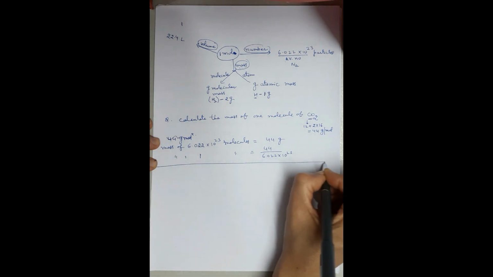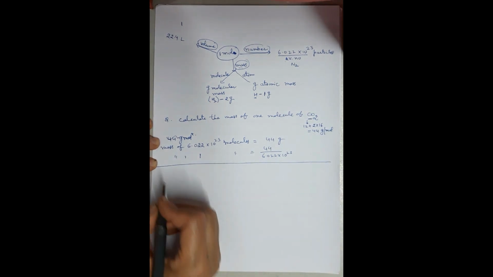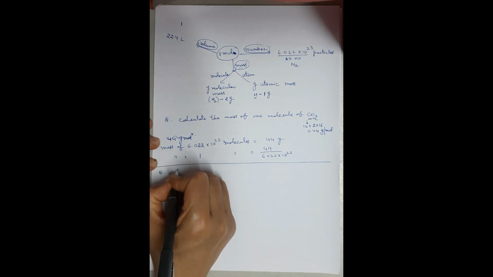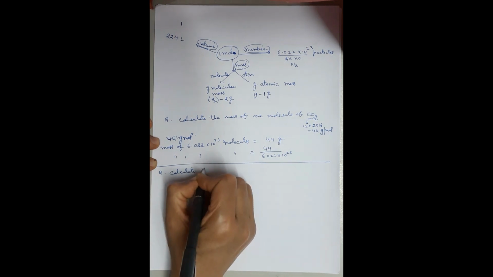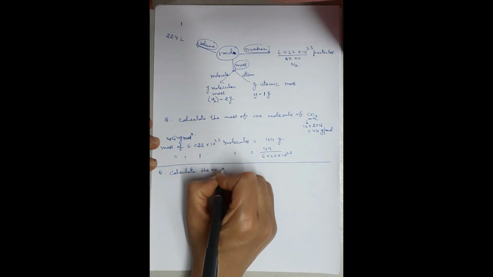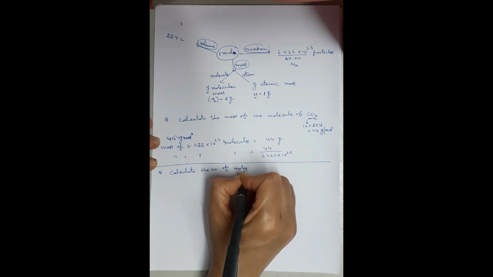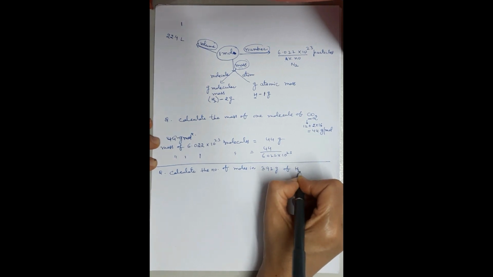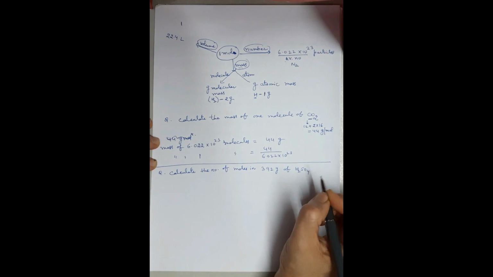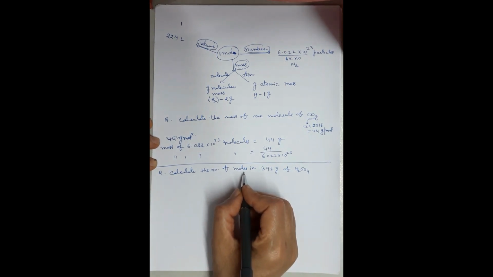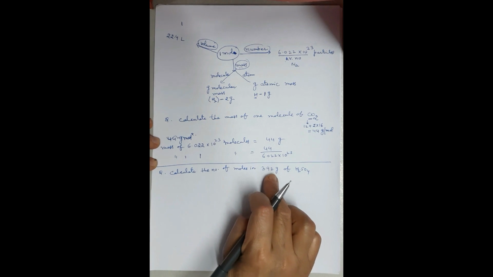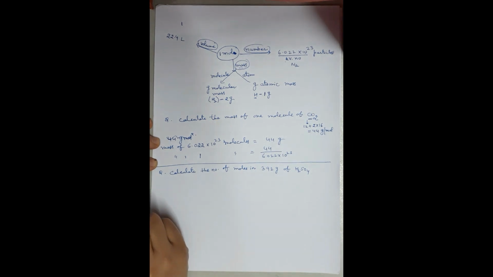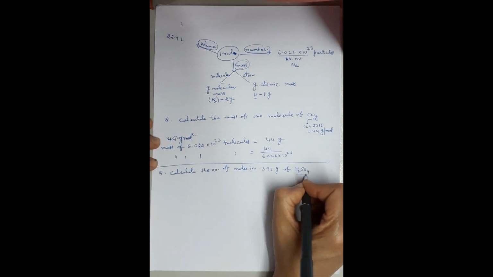Similarly, we can also discuss other questions. Another question is: calculate the number of moles in 392 gram of sulfuric acid. Now we need to find out the number of moles. How will you find out the number of moles? Mass is given and the number of moles you need to find out. So find out the relation between mass and number of moles. So you'll say, what is the molar mass of this?